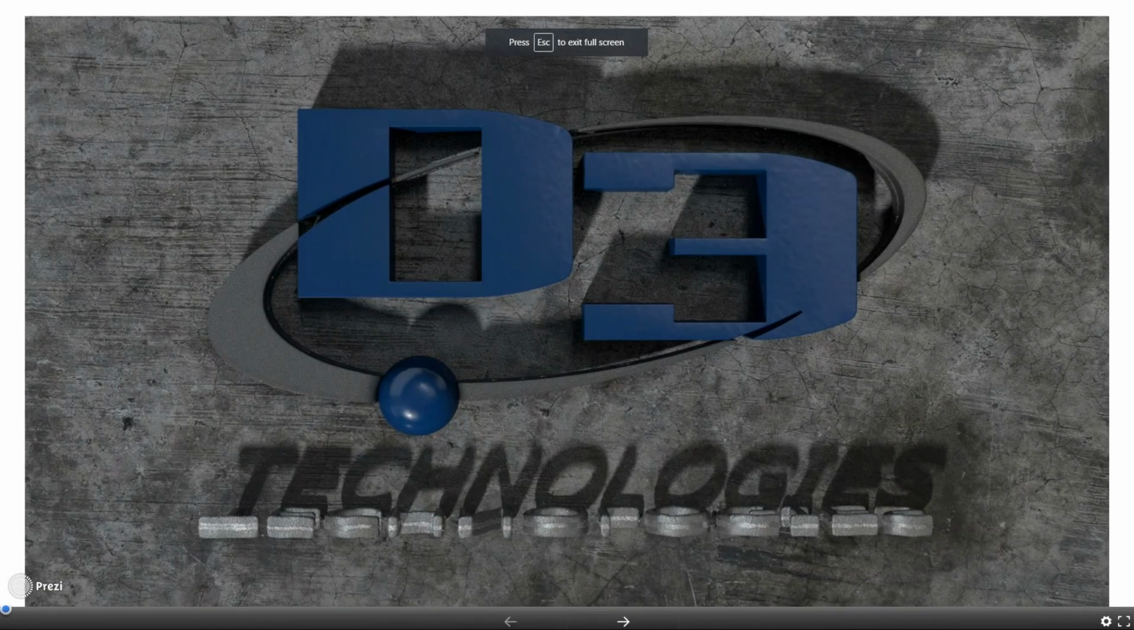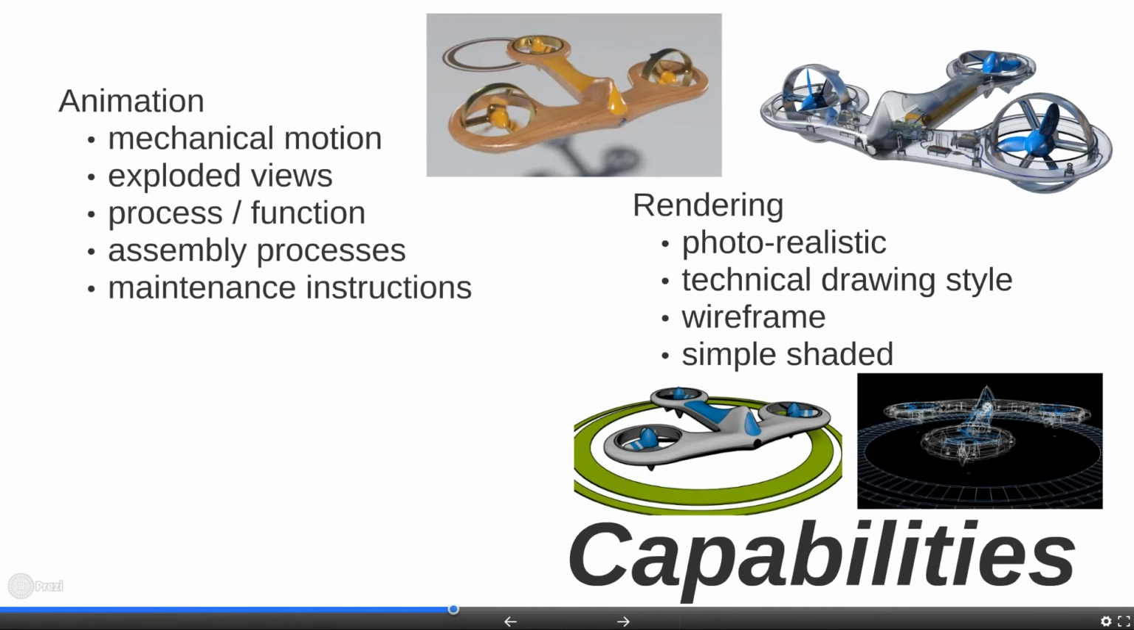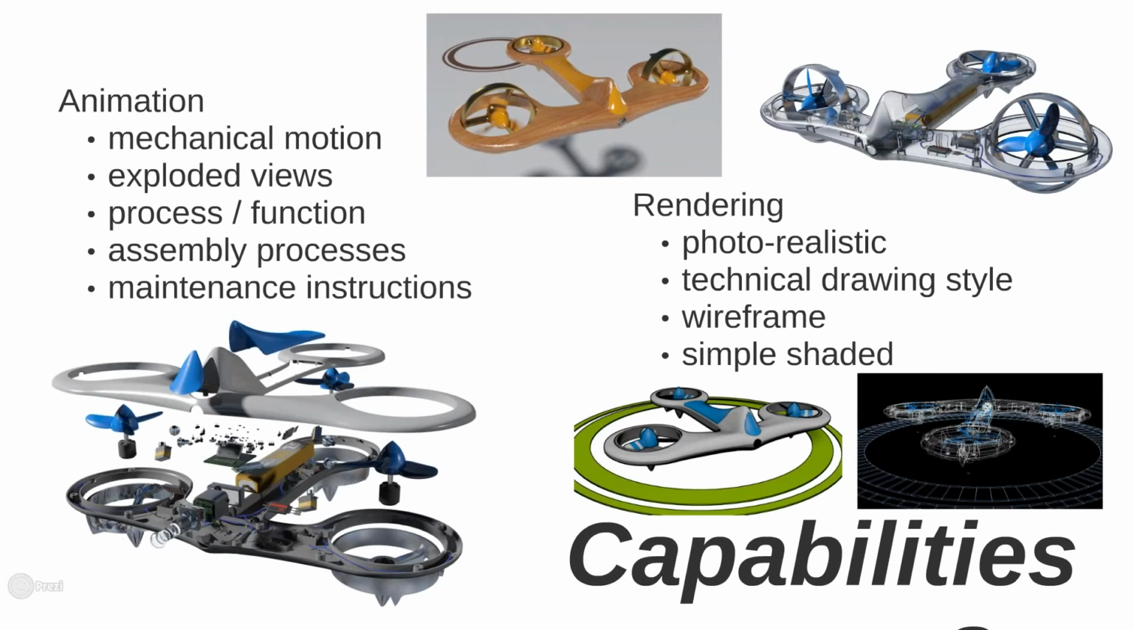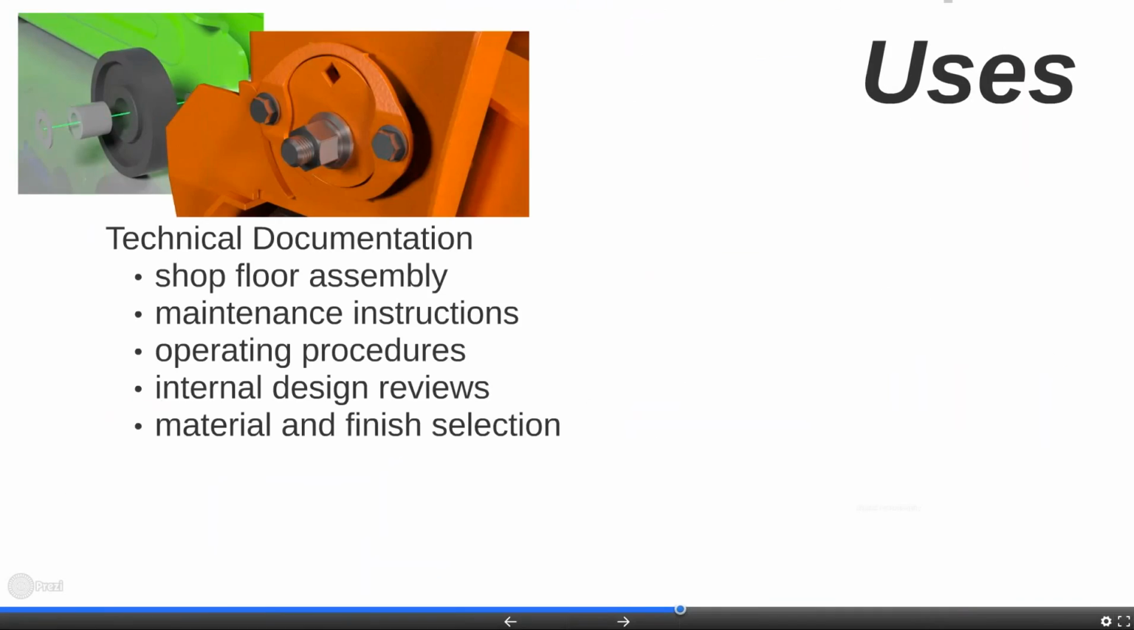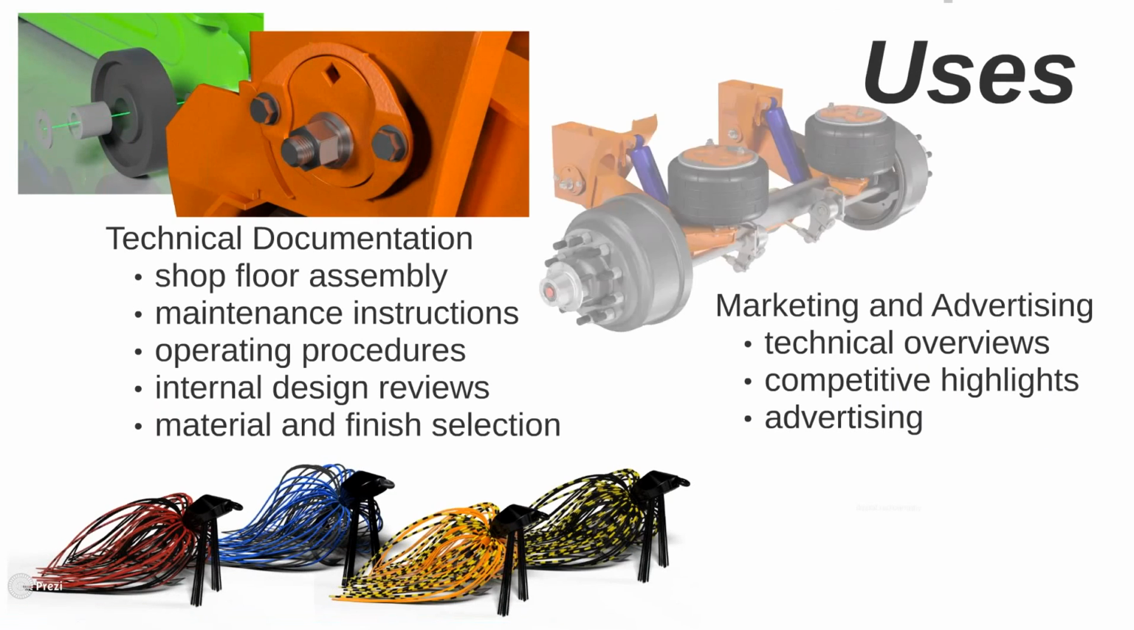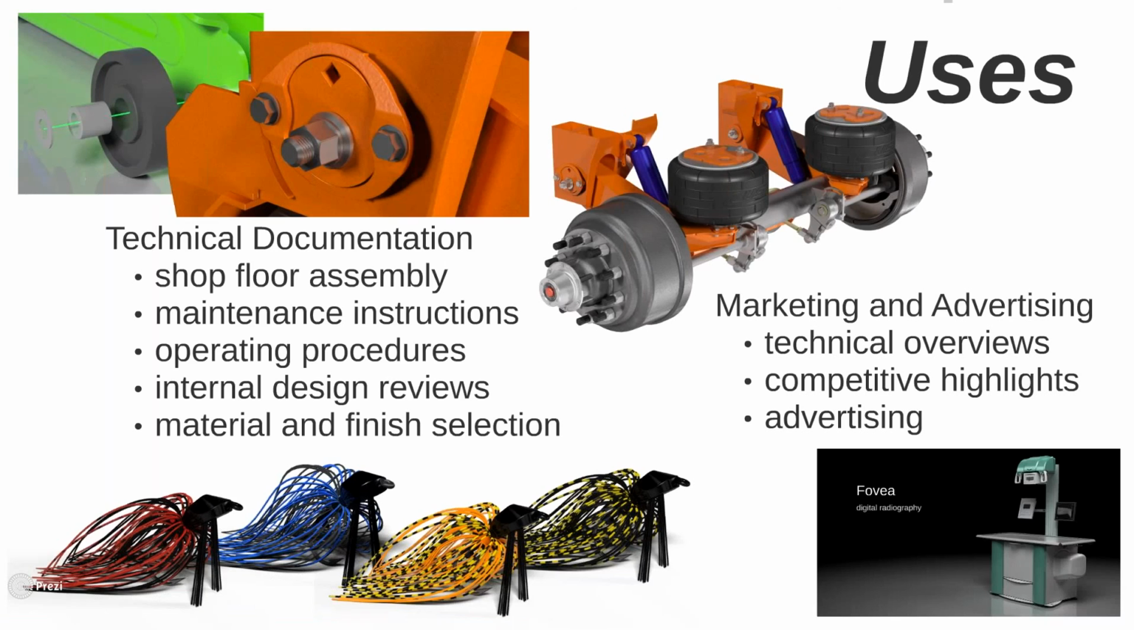Let me go back to my presentation. We talked about the capabilities. We talked about all the different types of animation you can create, different types of rendering, and the uses. Maybe you're not just talking about marketing and advertising. Maybe you're talking about technical documentation or operating instructions or anything like that. There's a lot of great things that you can produce using 3ds Max in conjunction with all your other Autodesk software in the design suite or the manufacturing collection.